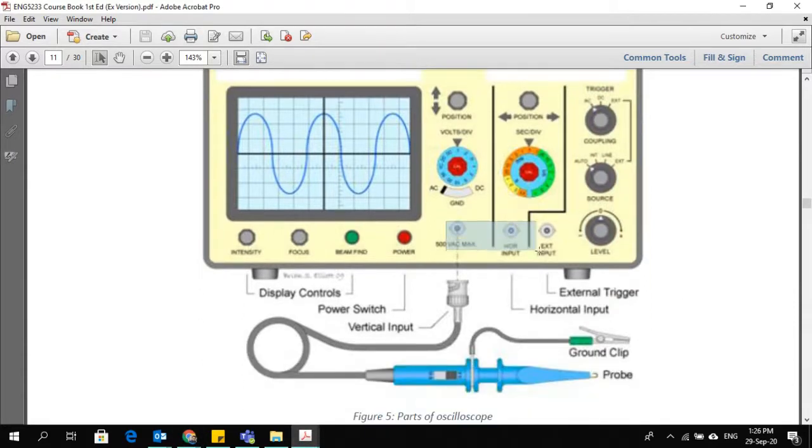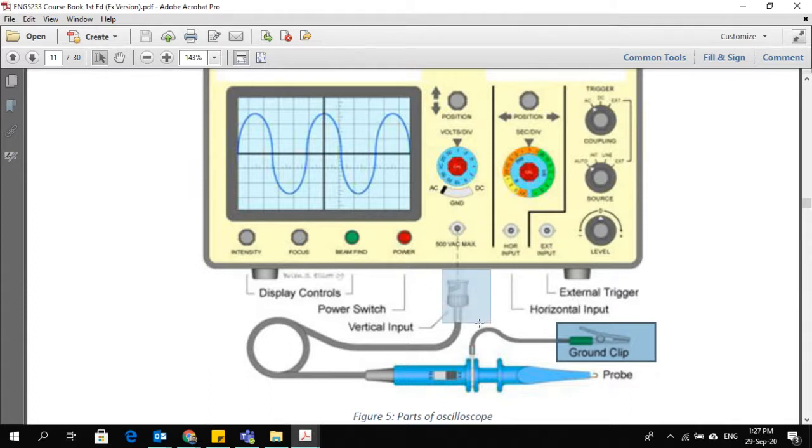Right. So, and there are some more slots available here. The oscilloscope comes with a cable, the connecting cable, the probe. You can see the probe here. This probe sometimes comes with a clip. You connect it to the circuit, and there is a ground clip to ground the oscilloscope.